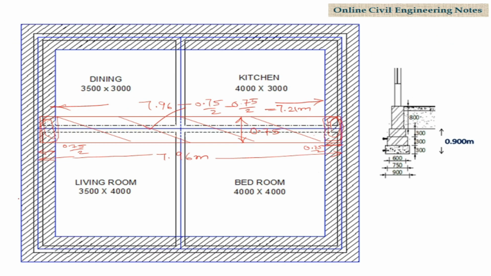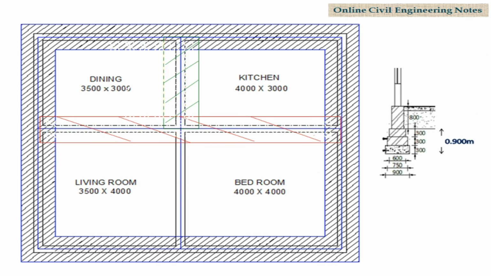After calculating this quantity, we have to calculate the quantity for this portion and this portion. There is a marked portion here. This small portion is already calculated. Calculate the brick quantity for this portion only. The width is 0.75. Center to center dimension is 3.23 meters. We have to calculate the quantity for this length only. So this is 3.23 minus 0.75 by 2 on both sides, minus 0.75 by 2 minus 0.75 by 2. This is 2.48 meters. Enter these values in the table.